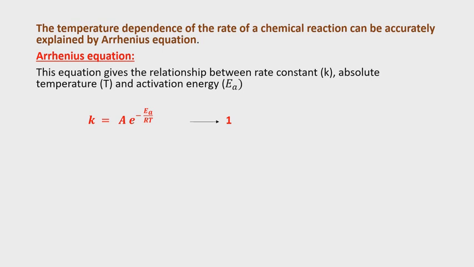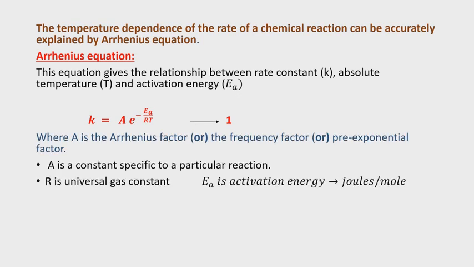This is very important. Now here, K equals A into e power minus Ea by RT. This is the equation. You should know what is what. What is K, what is A, and what is minus Ea by RT. We have to know now. So, where A is the Arrhenius factor or frequency factor or pre-exponential factor.